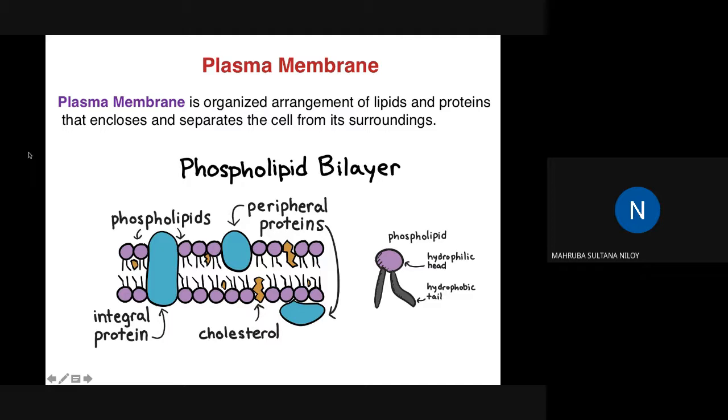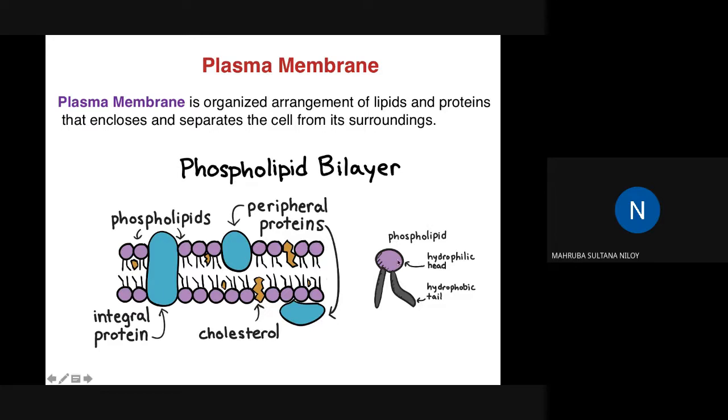So why is it called a phospholipid bilayer? Because there are two layers of the phospholipids which are facing opposite to each other. Okay, great. So bi means two, right? As there are two layers, that's why we call it bilayer. Okay.